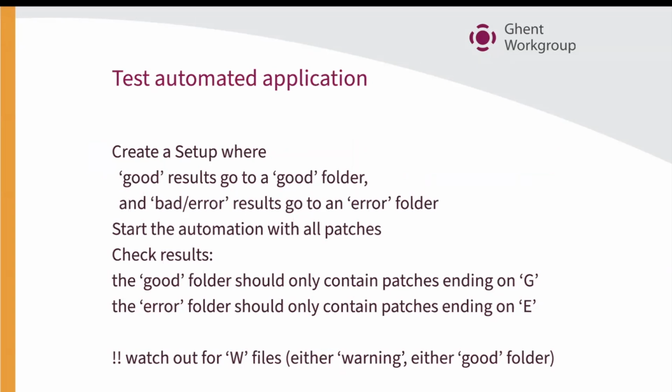But in a workflow system, you might need to build a workflow where the intention is to send good results to a good folder and bad or error results to an error folder. Then you can start your automation by selecting all the patches and adding them to the workflow. To check your results, your good result folder should only contain patches ending in G, and the error folder should only contain patches ending with E.